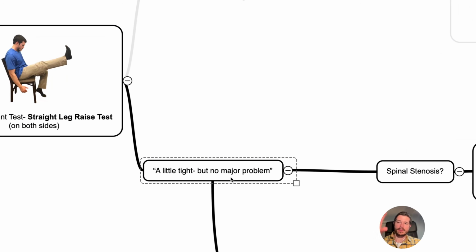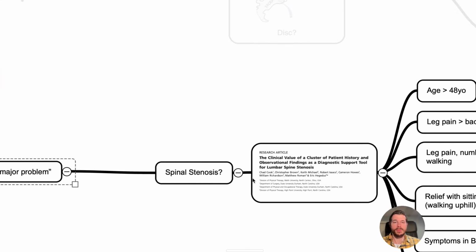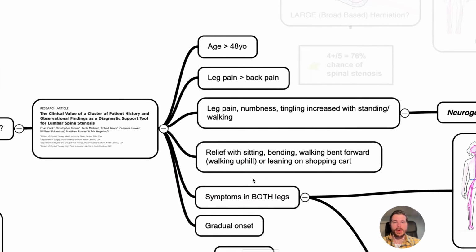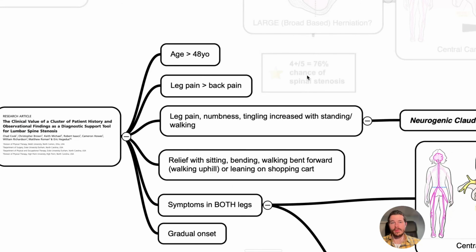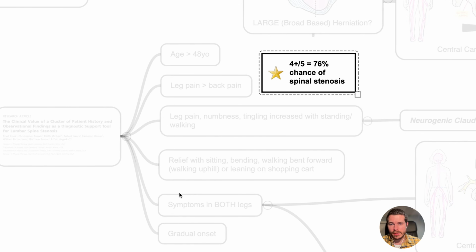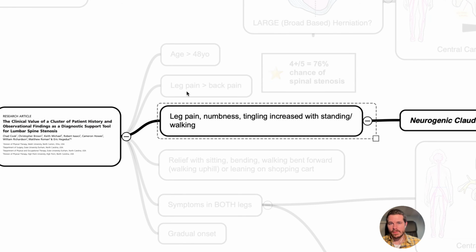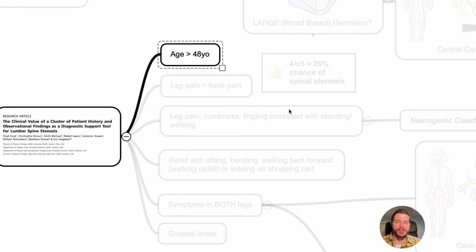So you move the back, did the leg raise, not a disc. Oh, straight leg raise is actually negative. Could it be spinal stenosis? We come back to this test item cluster. We say, if we got 4 or 5 of these ones right here on the screen, 1, 2, 3, 4, 5, there's a 76% chance that I have spinal stenosis causing my both-sided symptoms.